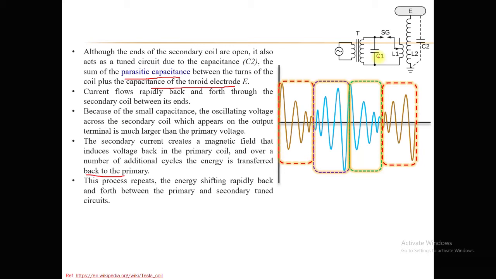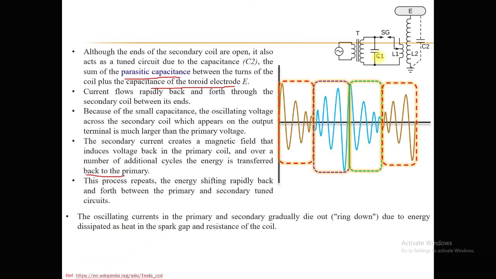During the transformation of energy from primary to secondary and from secondary to primary, the potential across the spark gap gets reduced because of the loss of energy during the transformation. The oscillating currents in the primary and secondary gradually die out due to the energy dissipated as heat in the spark gap and the resistance of the coil.